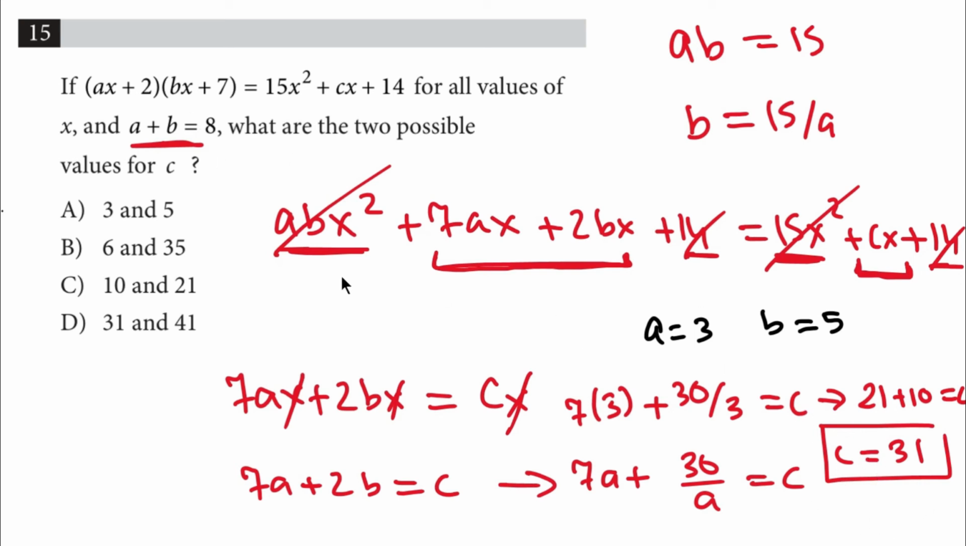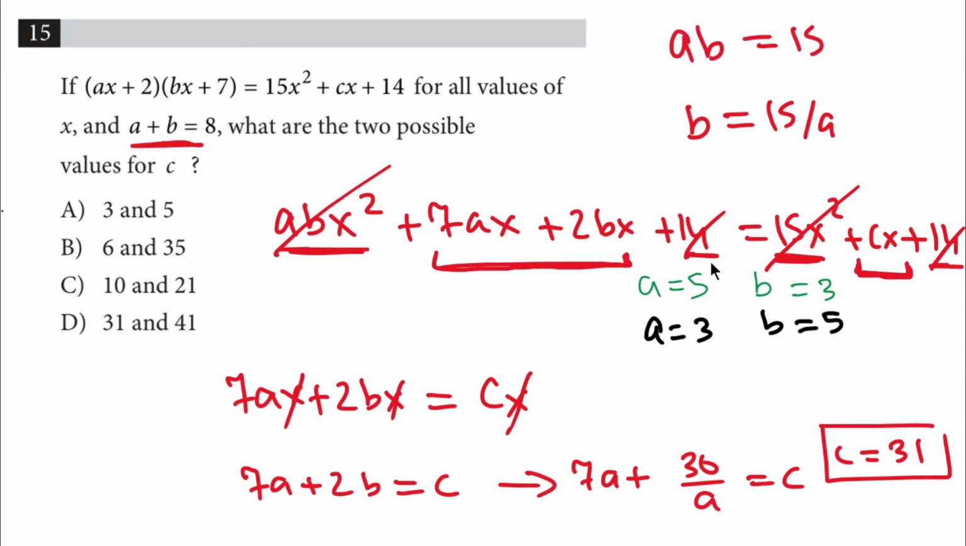And now I can also say, what if a is equal to 5 and b is equal to 3? Again, a times b, which is 5 times 3, is going to be equal to 15. So that works as well. Let me plug 5 instead of a. 7 times 5, right, plus 30 over 5 is equal to... 7 times 5 is 35. 30 divided by 5 is 6. So 35 plus 6, well, that gives me 41, right? So c now is equal to 41. So that's the second choice that we get.